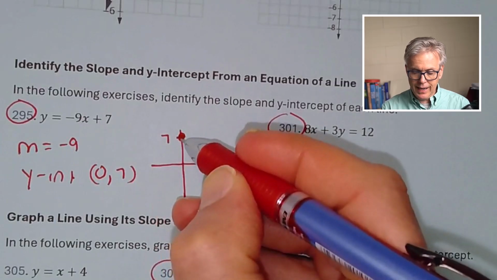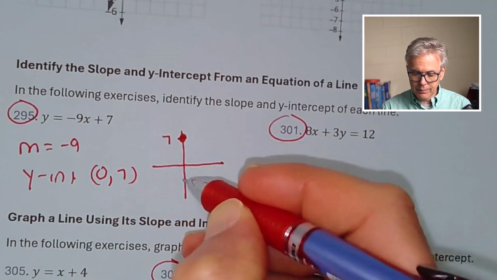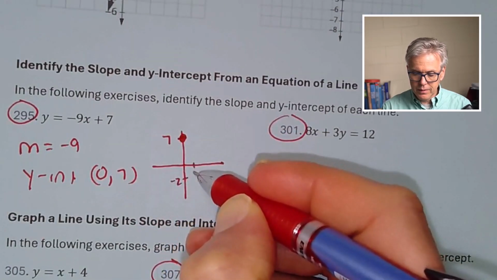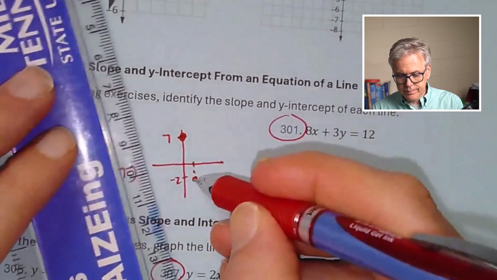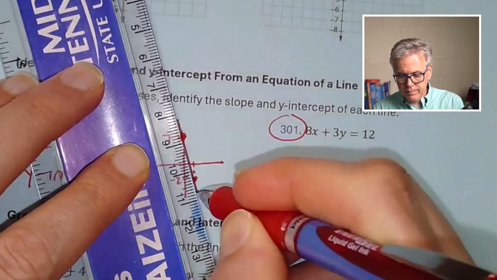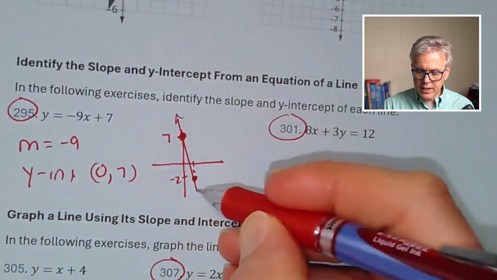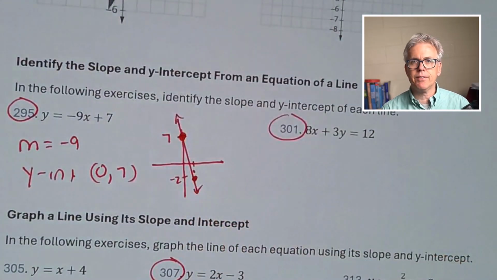And then here it'd be down 9 over 1. So it'd be down here to -2 over 1. That would be your next dot. That's a super quick sketch. It didn't even ask for it, but you got that for free.